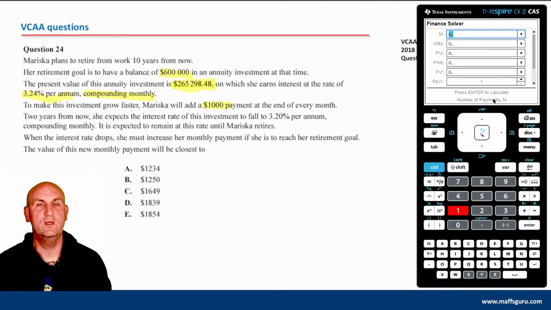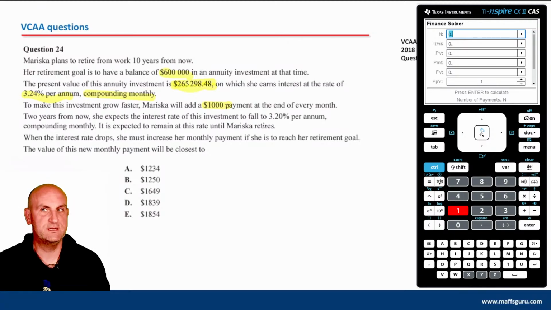2 years from now, so there's my change of conditions. She's going to do something for 2 years and then something is going to change. 2 years from now, she expects the interest rate of this investment to fall to 3.2% per annum compounding monthly and is expected to remain at this rate until Mariska retires. When the interest rate drops, she must increase her monthly payment if she's to reach her retirement goal. And again, a lot of wording in all this. Basically, we want to end up with $600,000. Right, okay, I've got the idea of the question.